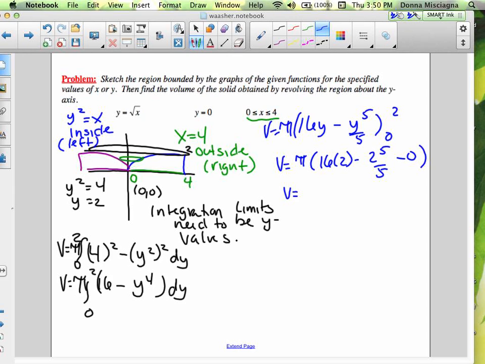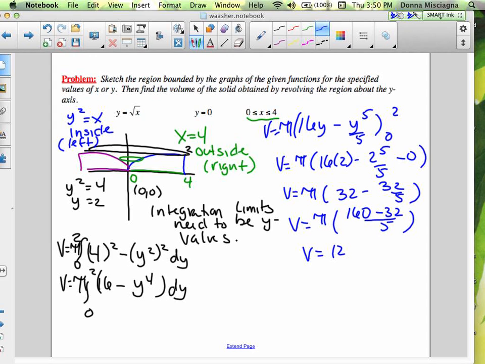We'll simplify, so our volume is pi times 32 minus 32 fifths. I need to turn that into fifths. So 5 times 32 is going to be 160. So 160 minus 32 fifths is going to give us 128 fifths pi is our volume, and that one's good. I feel like I've done a similar problem, but set up and presented differently. So that's okay, because it was presented differently.